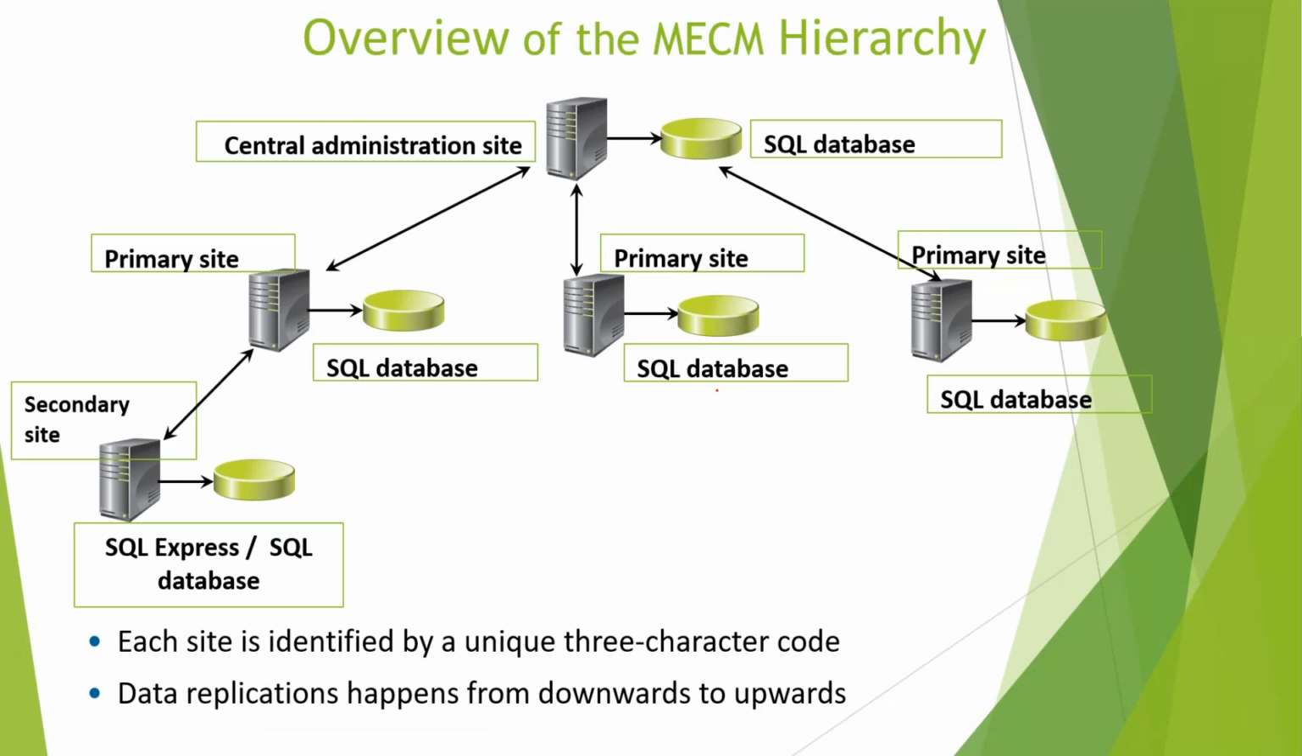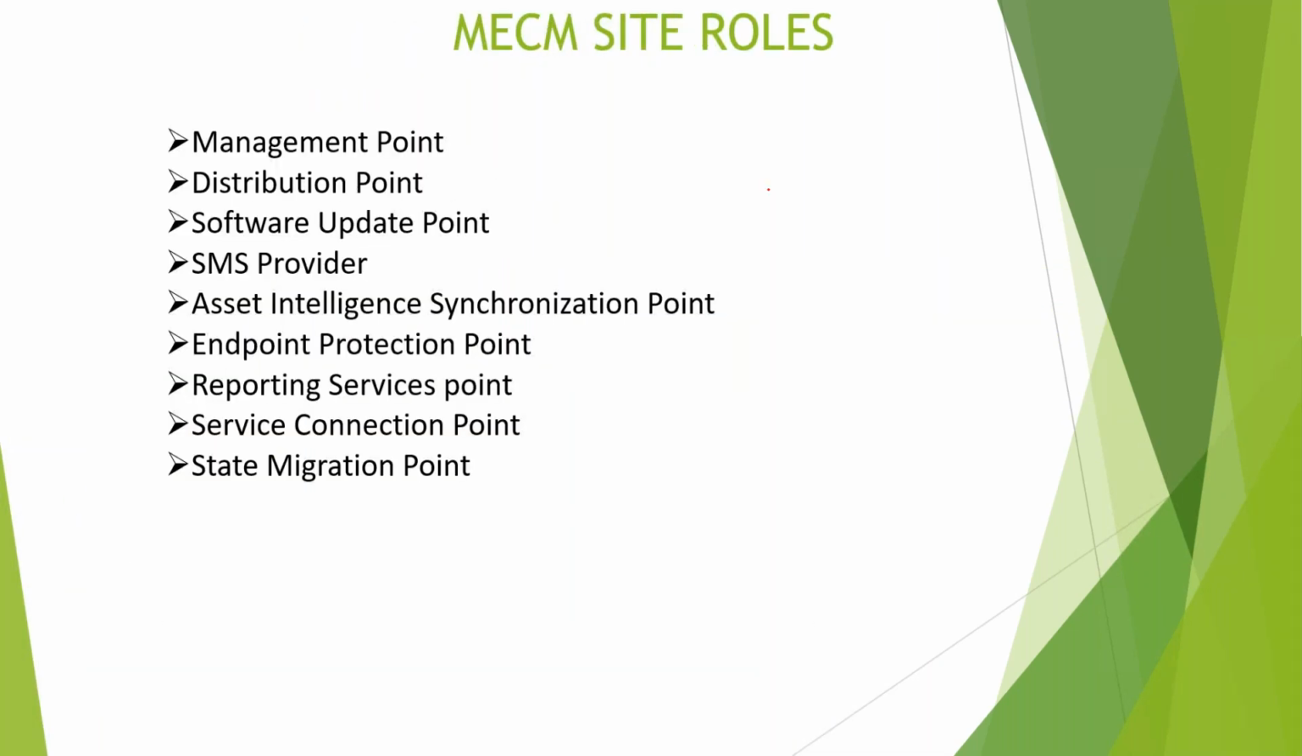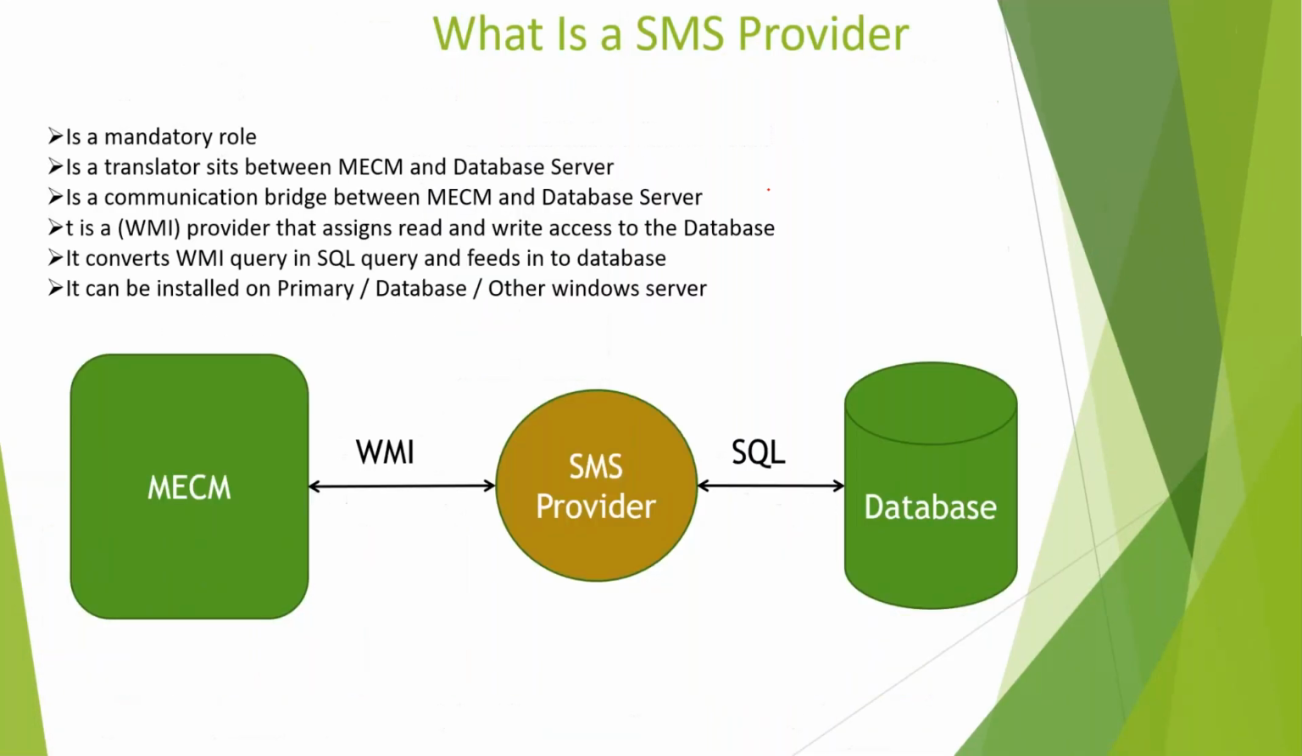Now database replication. Each site has a database. Secondary has a database, primary has a database, central has a database. Whatever data secondary collects, it's going to pass on to primary. Whatever data primary collects is going to pass on to central. That is how the database replication happens, from downward to upward. Then we have some site roles. We'll discuss these site roles later on.